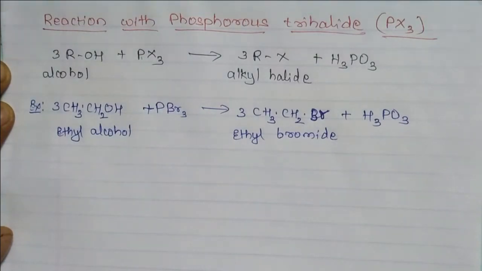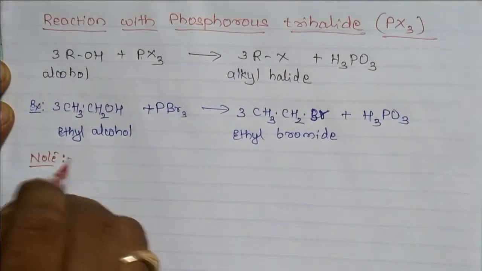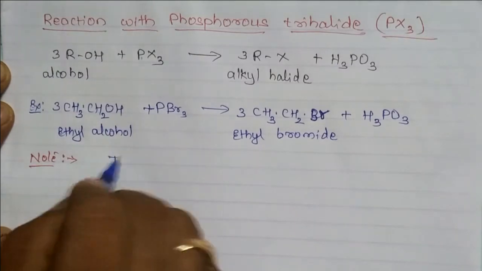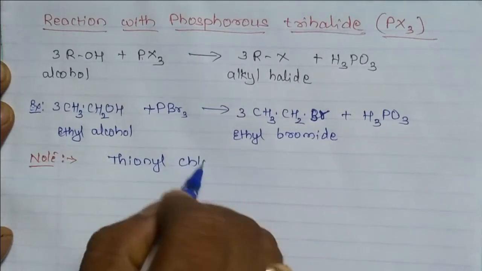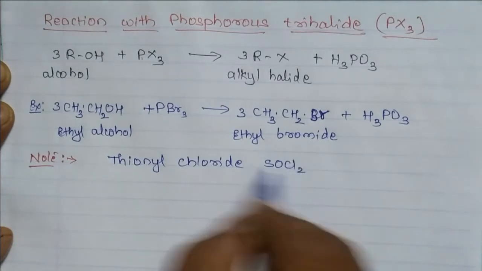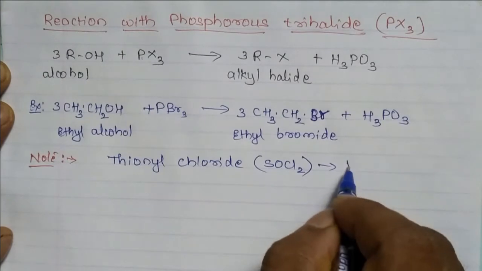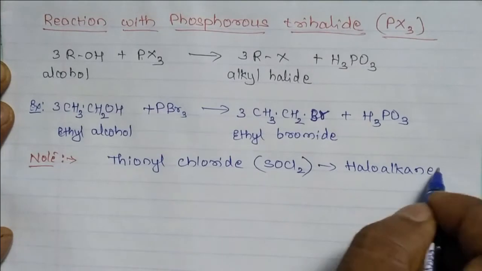Alcohols also react with thionyl chloride, SOCl2. We have discussed this type of reaction also in haloalkanes and haloarenes. Alcohols react with thionyl chloride to form the corresponding alkyl halides, or haloalkanes.